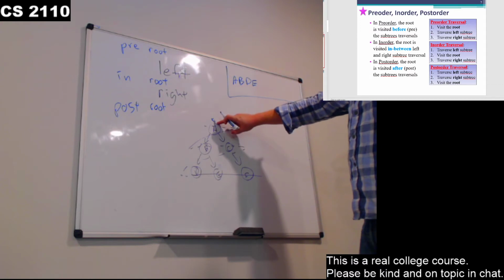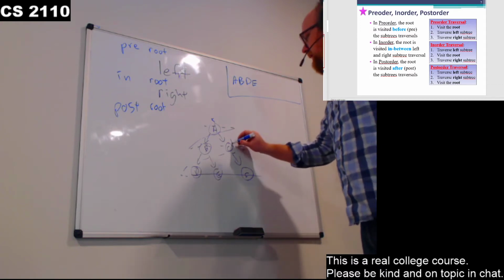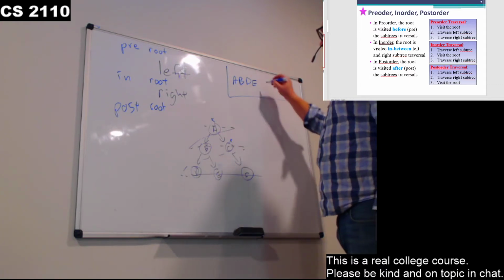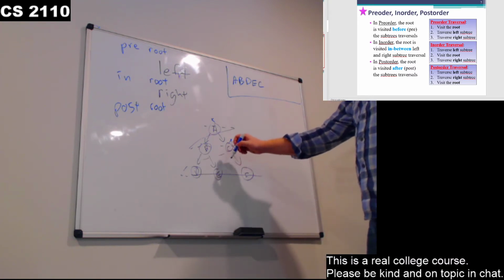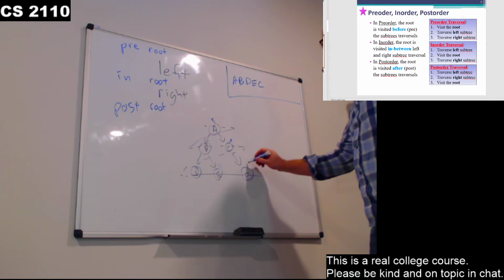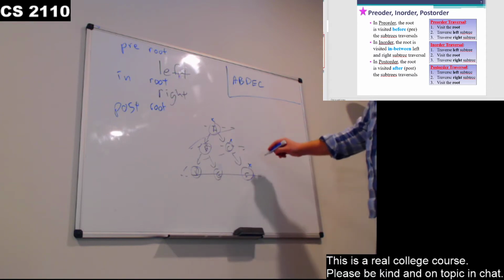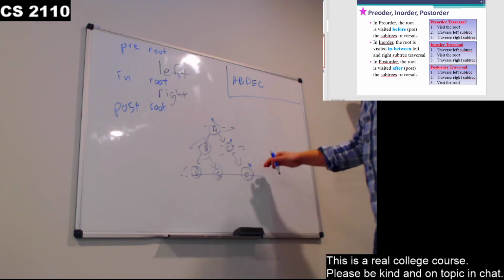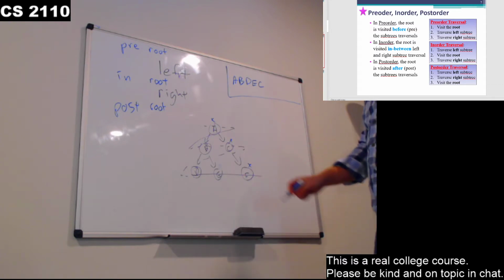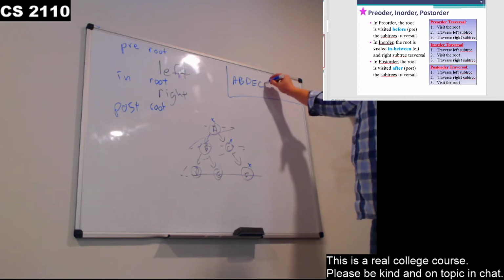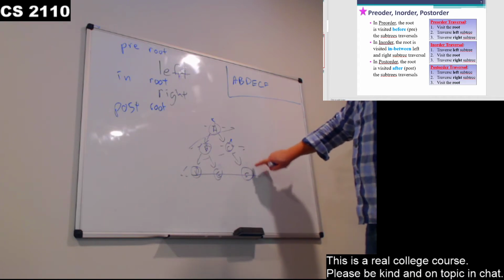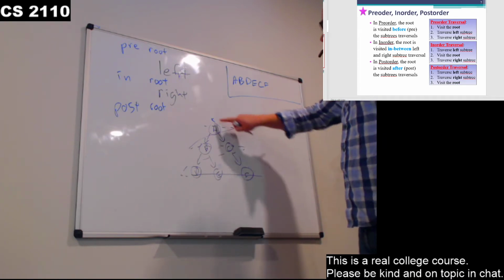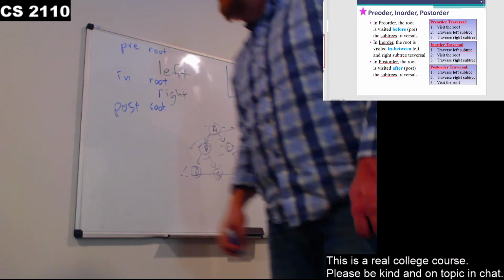I'm back up to A, and now I need to recurse down the right side. So I visit this node C. There is no left subtree. I go down the right subtree. I visit node F. And I print F, I should say. I return, because there are no child trees. I return, and then I return, and I'm done.